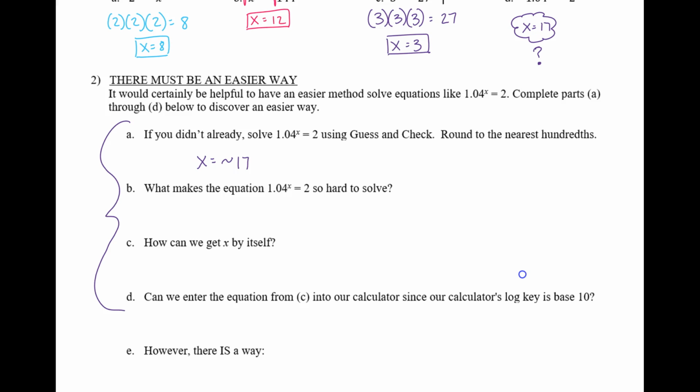So what makes this problem hard? The decimal, right? It's not super clear to see how many times you have to multiply 1.04 to get 2. So that's what makes this pretty hard to solve. The decimal is not easy to work with.